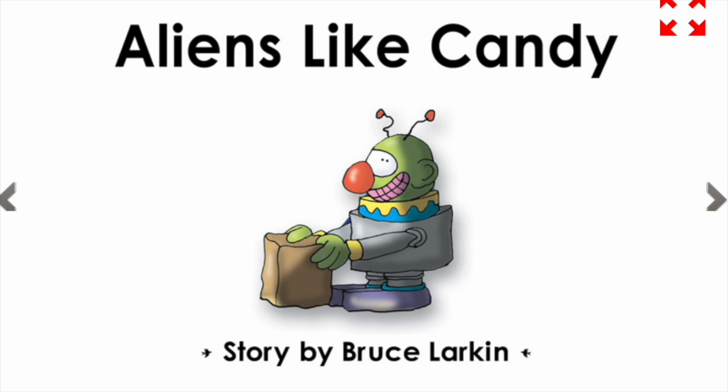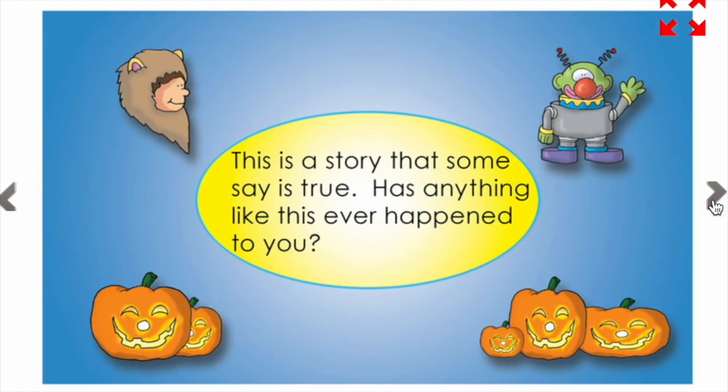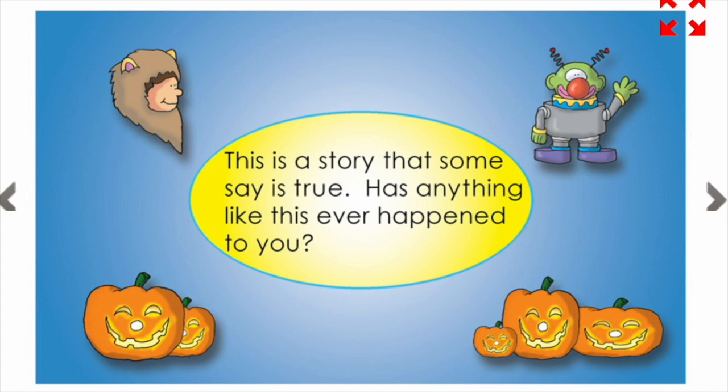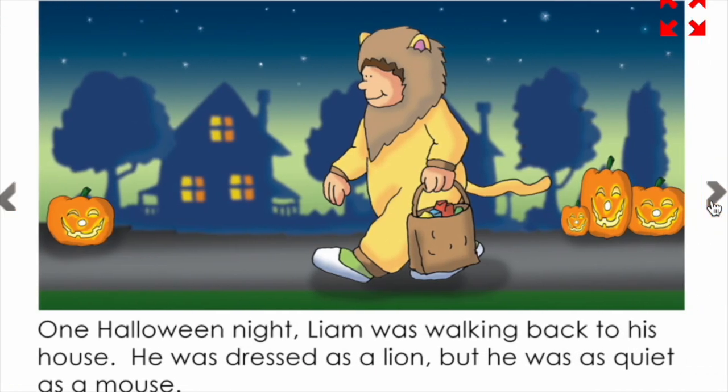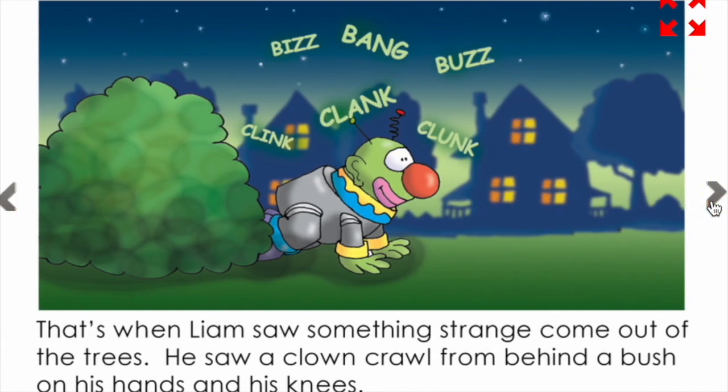Aliens Like Candy by Bruce Larkin. This is a story that some say is true. Has anything like this ever happened to you? One Halloween night, Liam was walking back to his house. He was dressed as a lion, but he was quiet as a mouse. That's when Liam saw something strange come out of the trees. He saw a clown crawl from behind a bush on his hands and his knees.